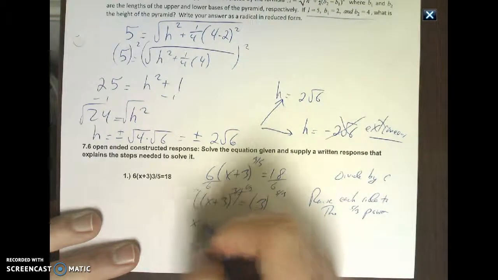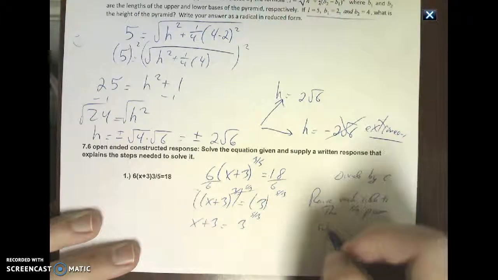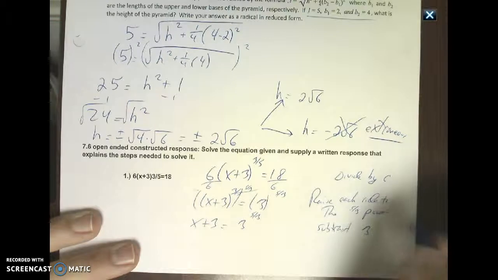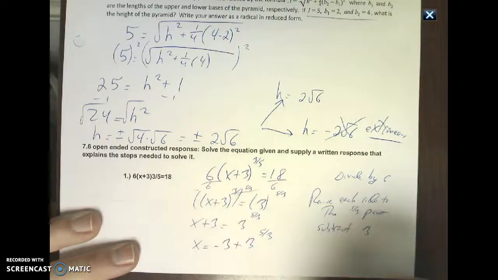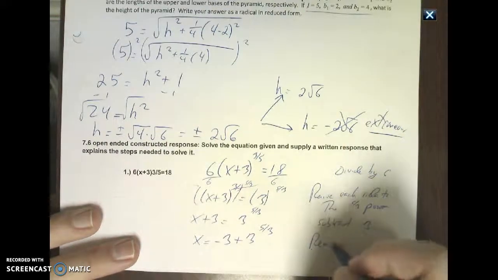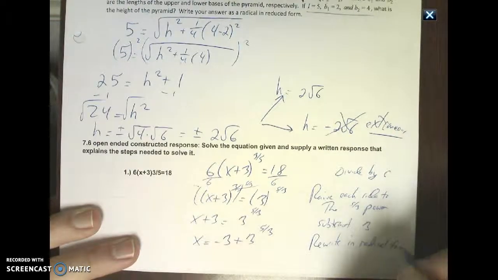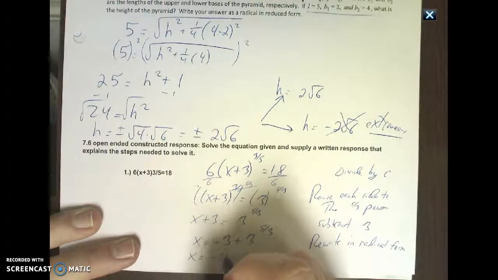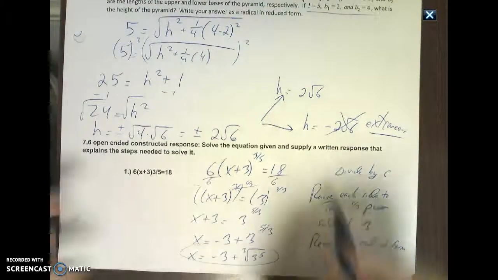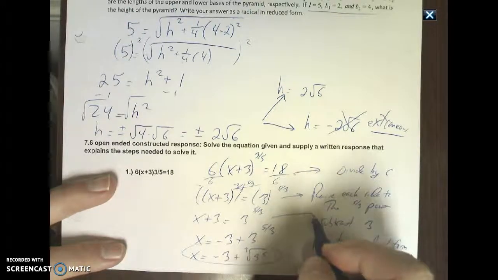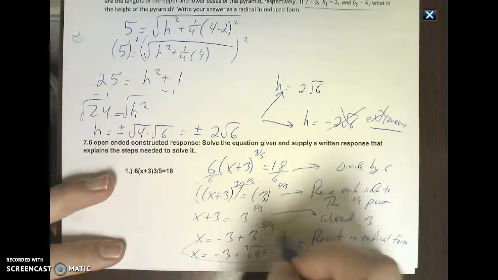Okay, cancels out. And then subtract 3. X equals -3 plus 3 raised to the 5/3 power. And then I'm going to rewrite in exponential or radical form. X equals -3 plus cube root of 3 to the fifth. There we go. So I gave a reason for each step. This is actually kind of like a little mini proof. You are just backing it up. I think that was there.